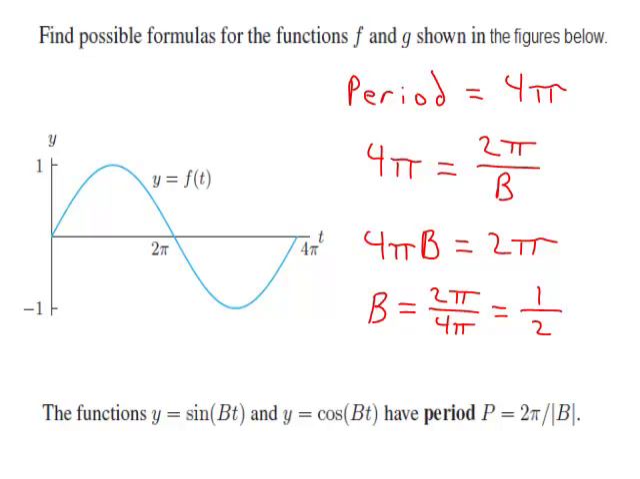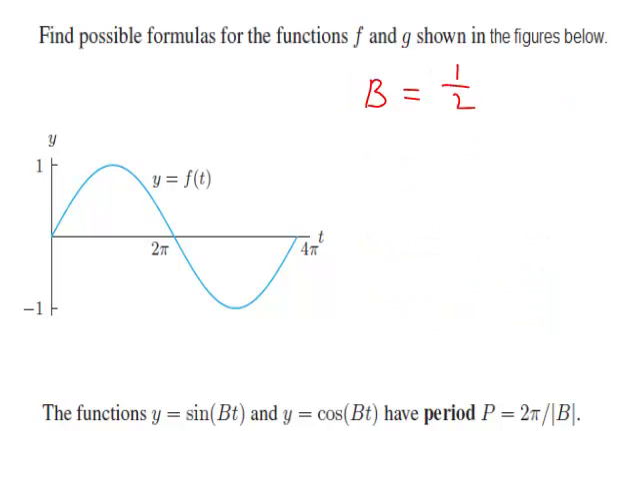And since the graph resembled y equals sine of t for everything except the period, we could now write our possible formula for our function f. So our possible formula would be f of t equals the sine of 1/2 times t, where the 1/2 times t would all be inside of the trig function of sine.